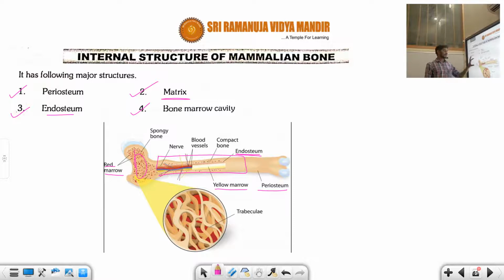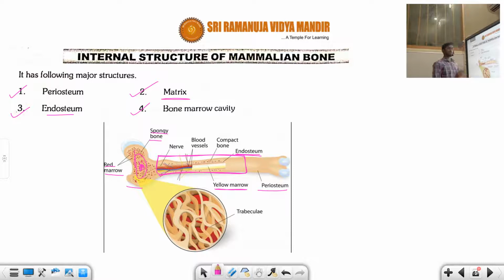Students, this part here is the epiphysis. The epiphysis is spongy in nature, and this spongy part is made up of cavities. You can see this is the spongy bone, made up of cavities, and those cavities are filled with red bone marrow. Coming to this circled part, it represents the compact bone. This compact bone contains yellow bone marrow.